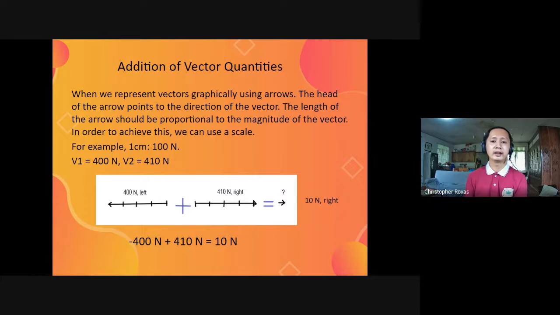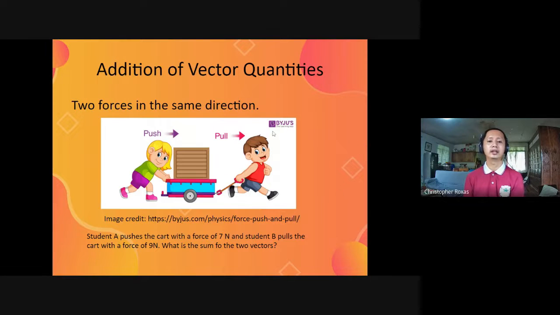So what if the two vectors are of the same direction? In the first example, tug of war, the forces are opposite in direction. How about if they are in the same direction? For example, student A pushes the cart with a force of 7 newtons, and student B pulls the cart with a force of 9 newtons. What is the sum of the two vectors? In this situation, the two forces are in the same direction.